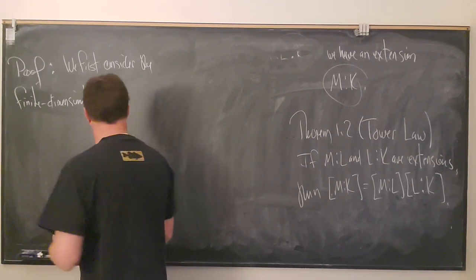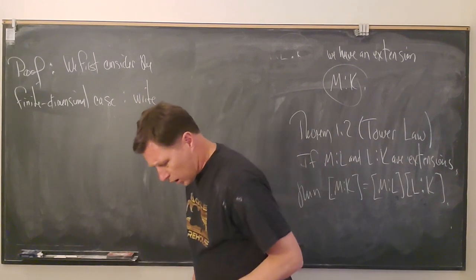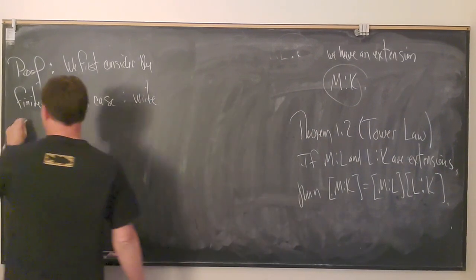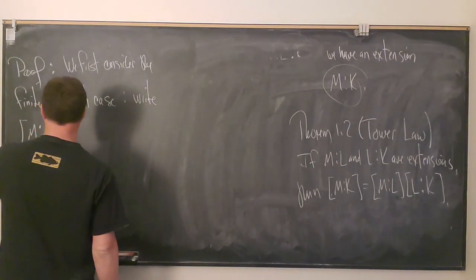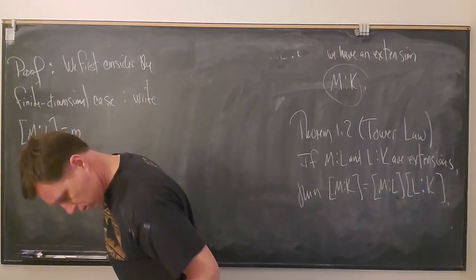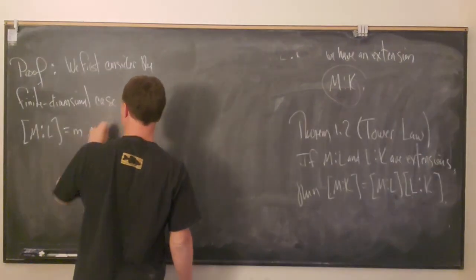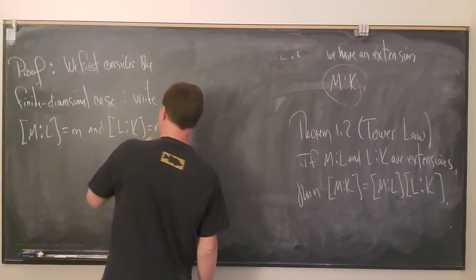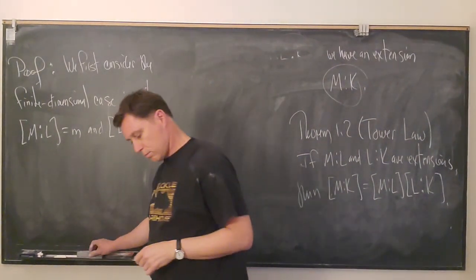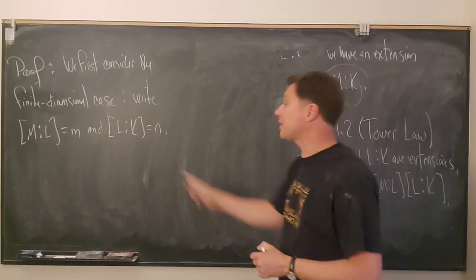So let's write. I'm going to write the degree of M over L. Let's call that m. And the degree of L over K, let's call that n. So what I need to do then is show that the degree of M over K is equal to m times n.